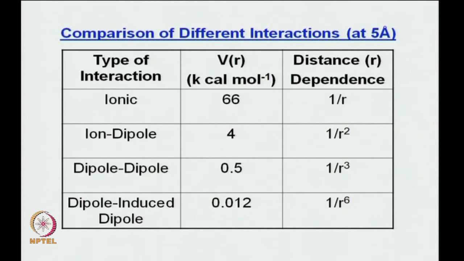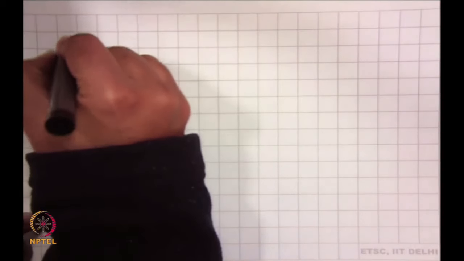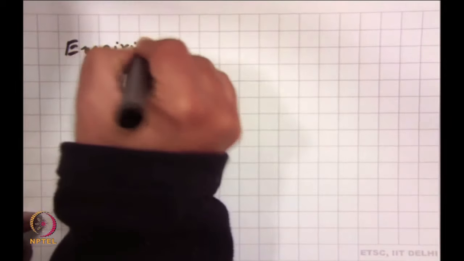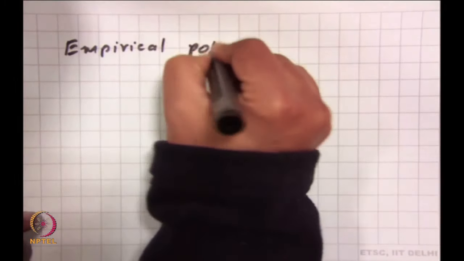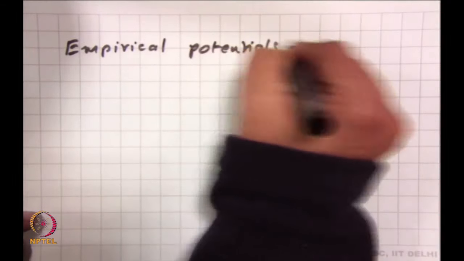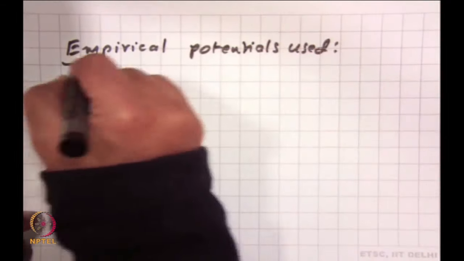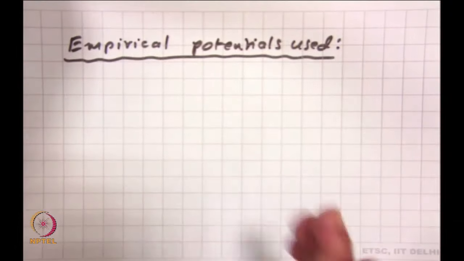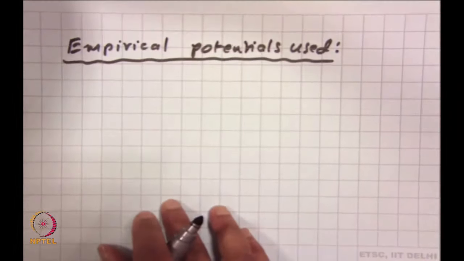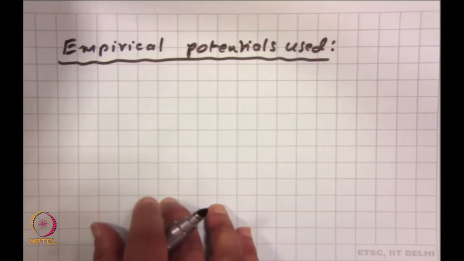Okay. Having looked at this, another question comes to our mind. We are talking about different potentials V of r. Now, if I am talking about these potentials V of r, then what is the form of a potential? That means, what are some empirical potentials used? Some empirical potentials used. We will just go through it again.